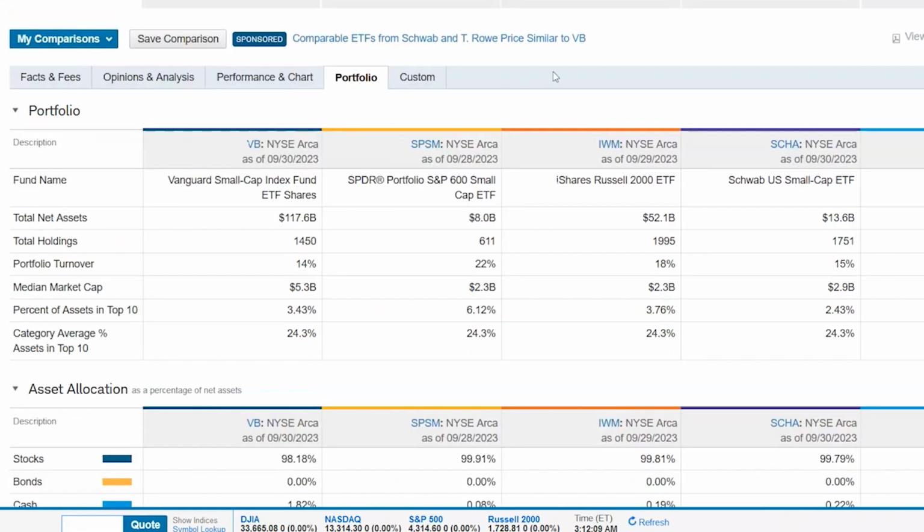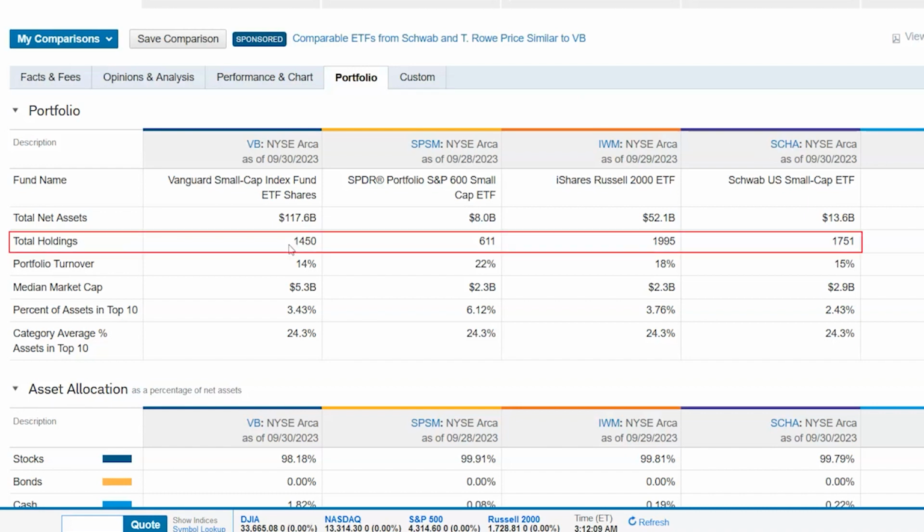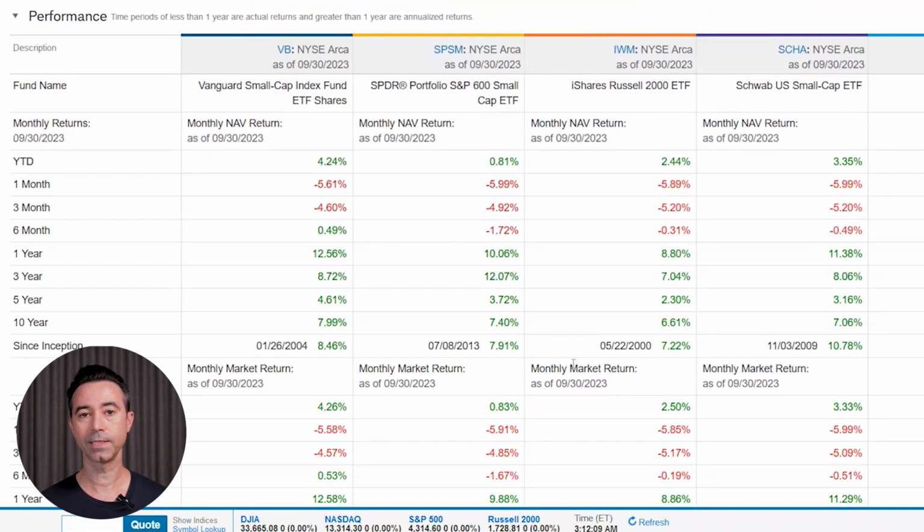So right now I'm looking at VB, SPSM, IWM, SCHA are the ones I have. Now I want to see how many companies are inside these. So VB has 1,450, SPSM 611, IWM 1,995, SCHA 1,751. So in Schwab, I can actually see the returns and it's in a nice chart form.